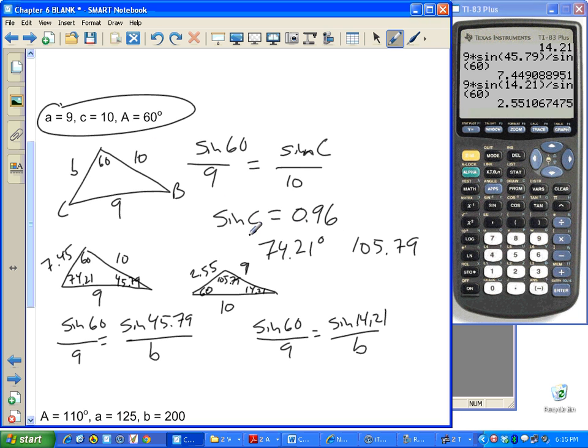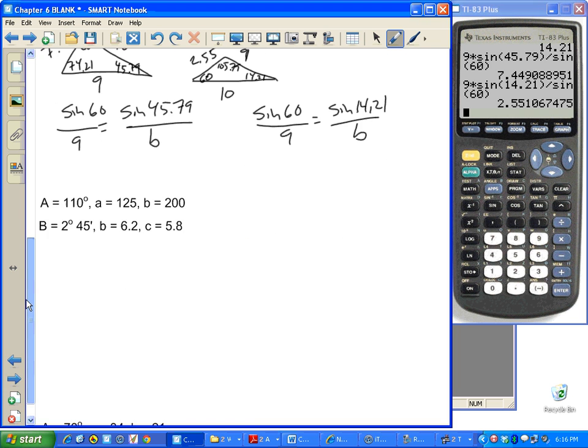Okay, you take the one answer you get, you take 180 minus it, and that gives you another angle. If this angle can combine with this one and still leave some measurement over for the last angle, then you're going to have two answers. If this had been 130, okay, 130 with 60 would be 190, and that's more than 180. So then I would just have the one solution.